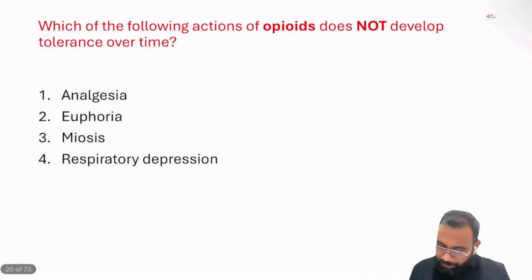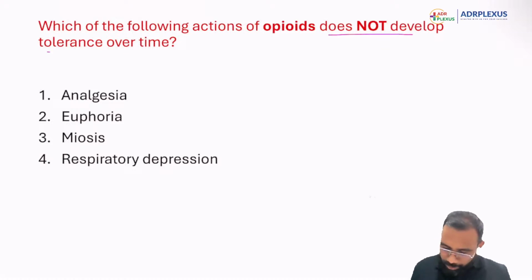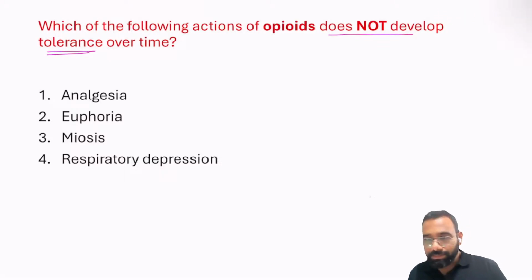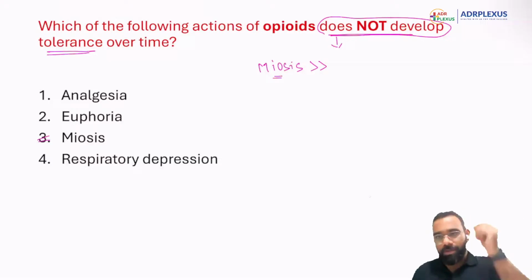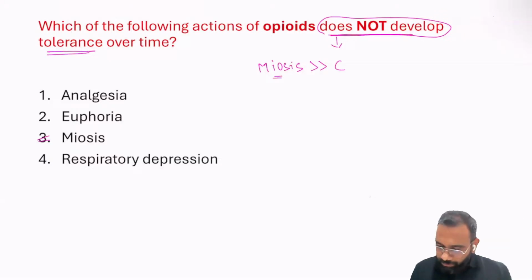Now come to the next one. Which of the following actions of opioids does not develop tolerance over time? Yes, it's miosis. Fantastic. So miosis does not develop tolerance. I told you, single best answer, miosis. If they give multiple things, then first give up the clear option, preference to miosis. Next go for the others.